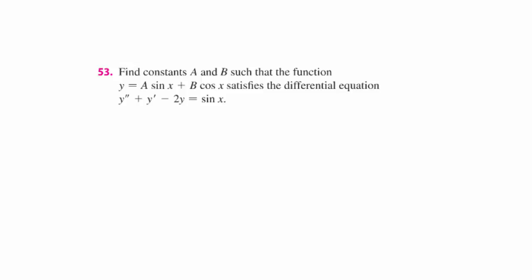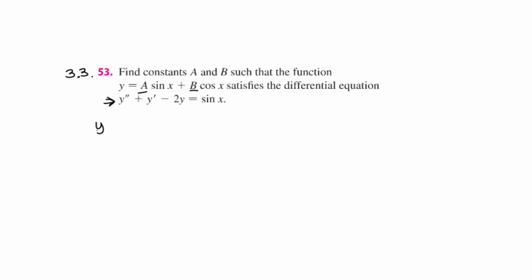All right, in this video, we're going to tackle section 3.3, number 53. Find constants a and b such that the function y equals a sine of x plus b cosine of x satisfies the differential equation y double prime plus y prime minus 2y is equal to sine of x. In this case, we're going to assume that y is equal to that summation of trig functions, then find its first and second derivative and plug it into this equation and figure out what those coefficients a and b have to become so that this equation would be true.